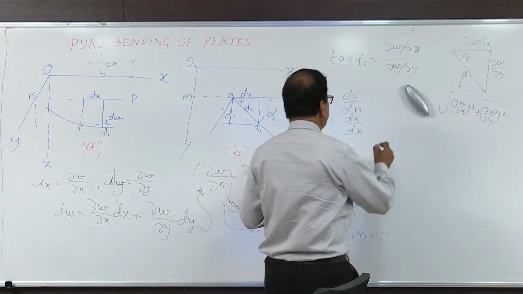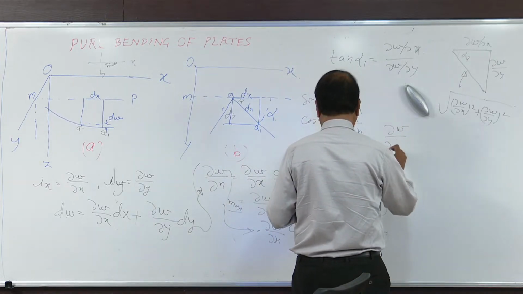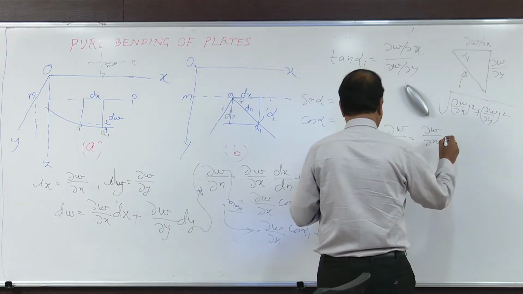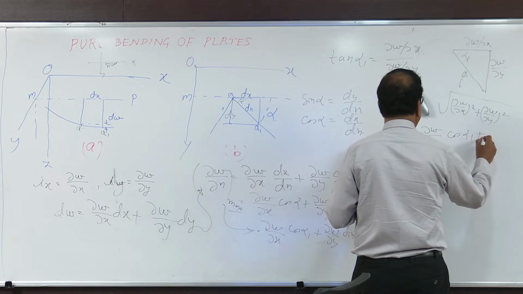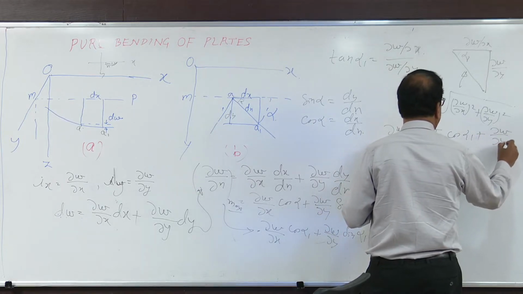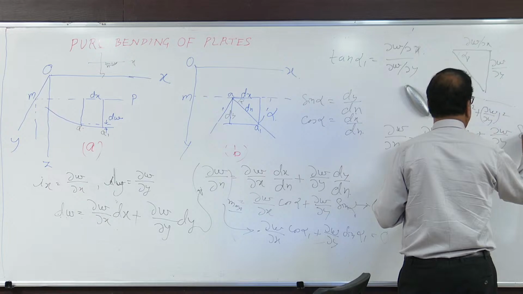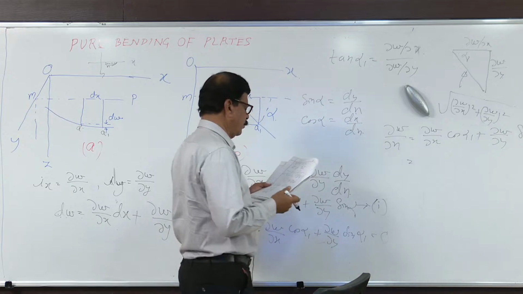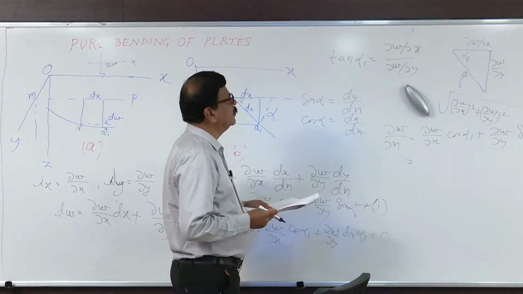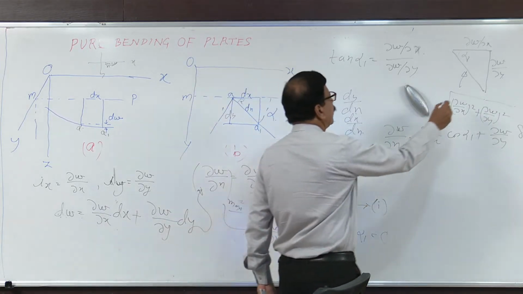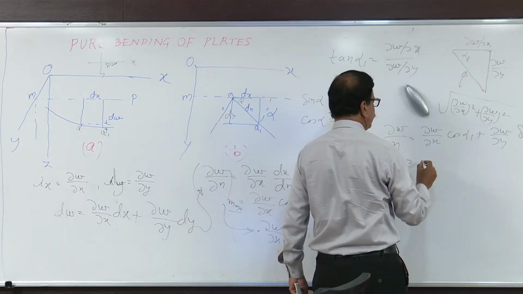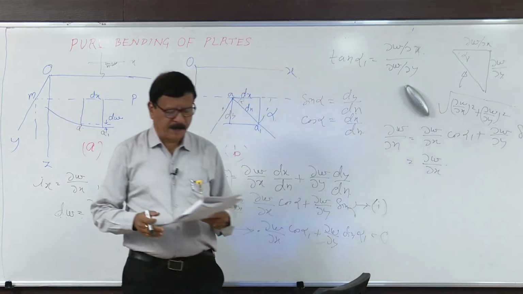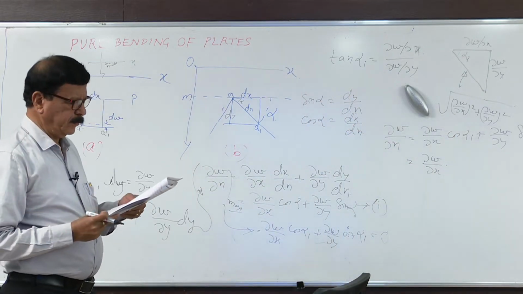So, del w upon del n is equal to del w upon del x cos alpha 1, you can say del w upon del y sin alpha 1. Put the value of cos alpha 1 in terms of this. Cos alpha 1 क्या होगी?